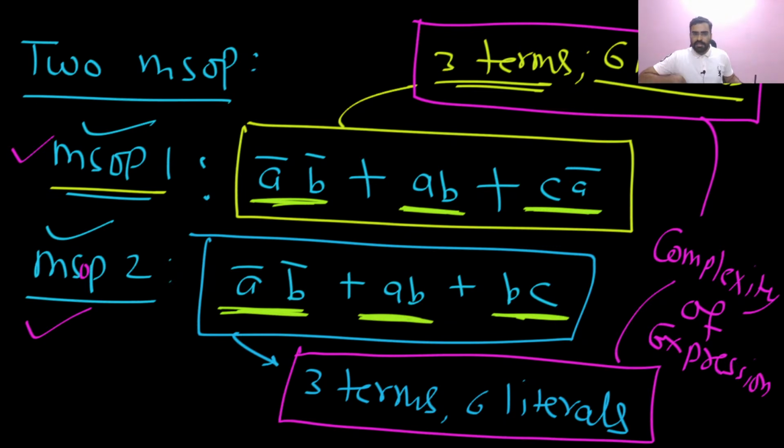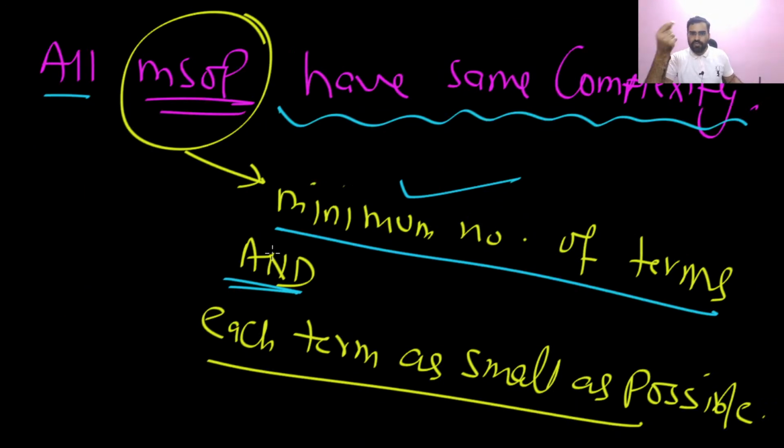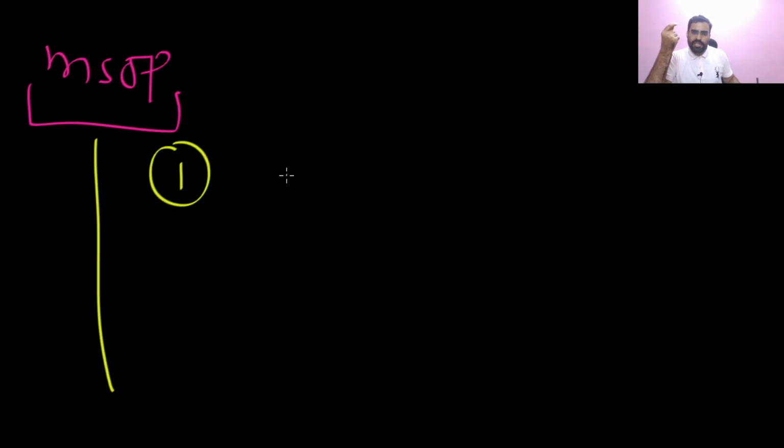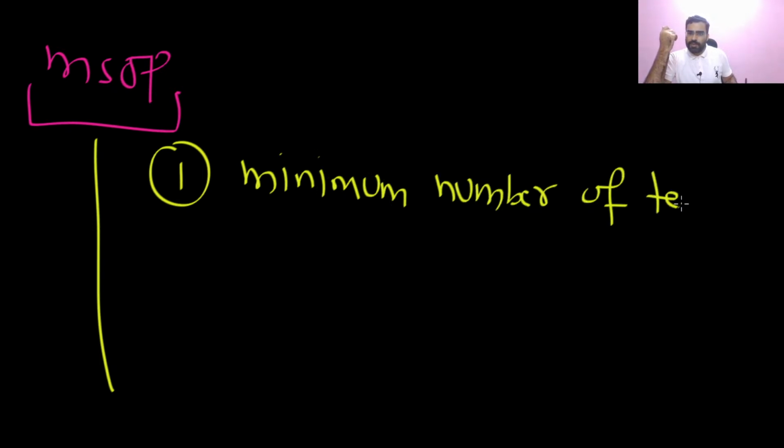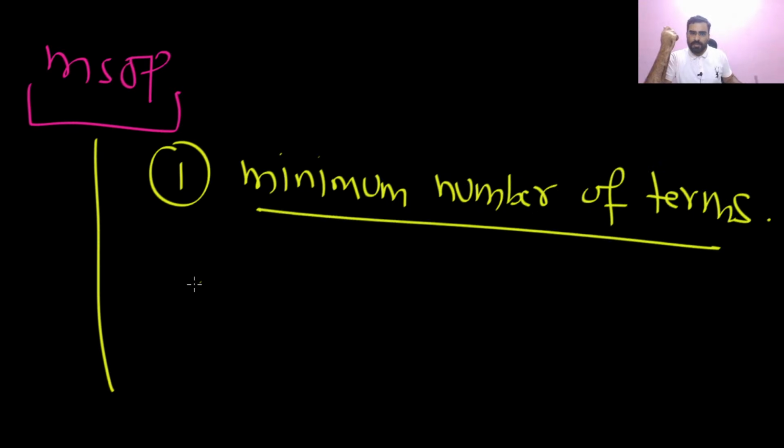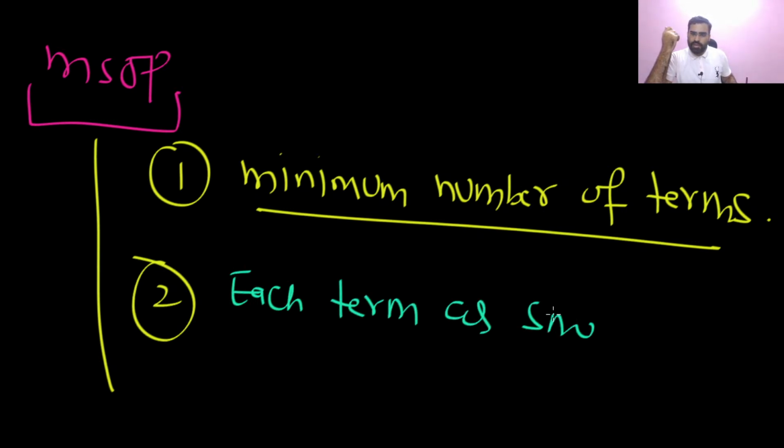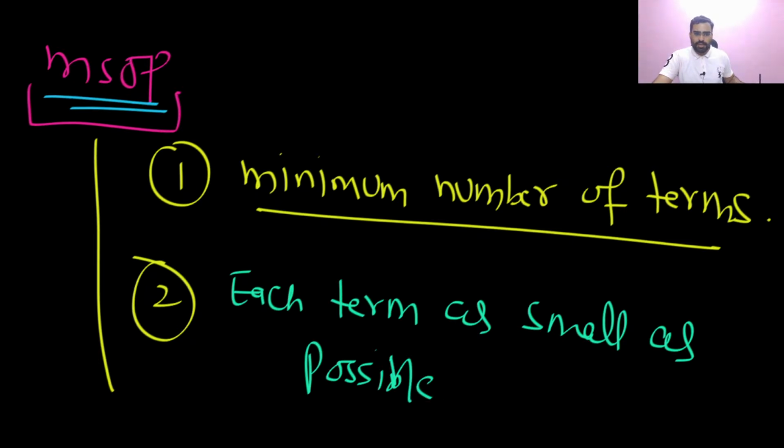See, the first priority is the number of terms. Whenever you are finding a minimum SOP, the first priority is the minimum number of terms. The number of terms must be minimum. And the second priority is each term as small as possible. Is it clear? So whenever you are finding a minimum SOP, this would happen.